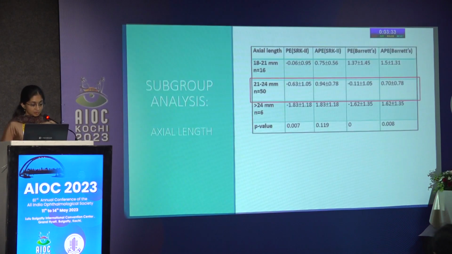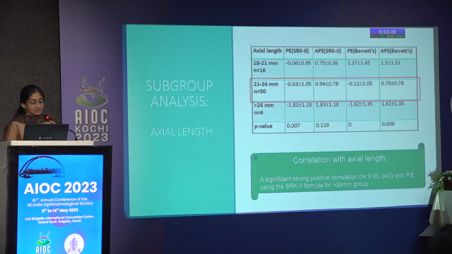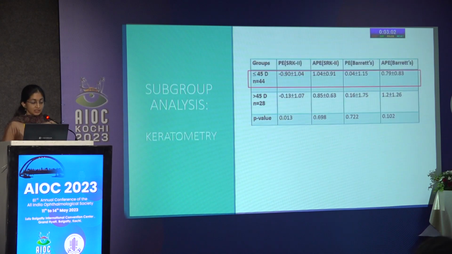Further, according to subgroup analysis, according to axial length, the cohort was divided into 3 groups. In the 18 to 21 mm axial length group, SRK2 performed much better than Barrett's, but in the 21 to 24 mm group, Barrett's had a much lesser predictive and absolute predictive error compared to SRK2. But in the higher axial lengths, both these IOL formulae gave a higher predictive error. In the correlation analysis, a strong positive correlation was seen with the predictive error using the SRK2 for the higher axial lengths.